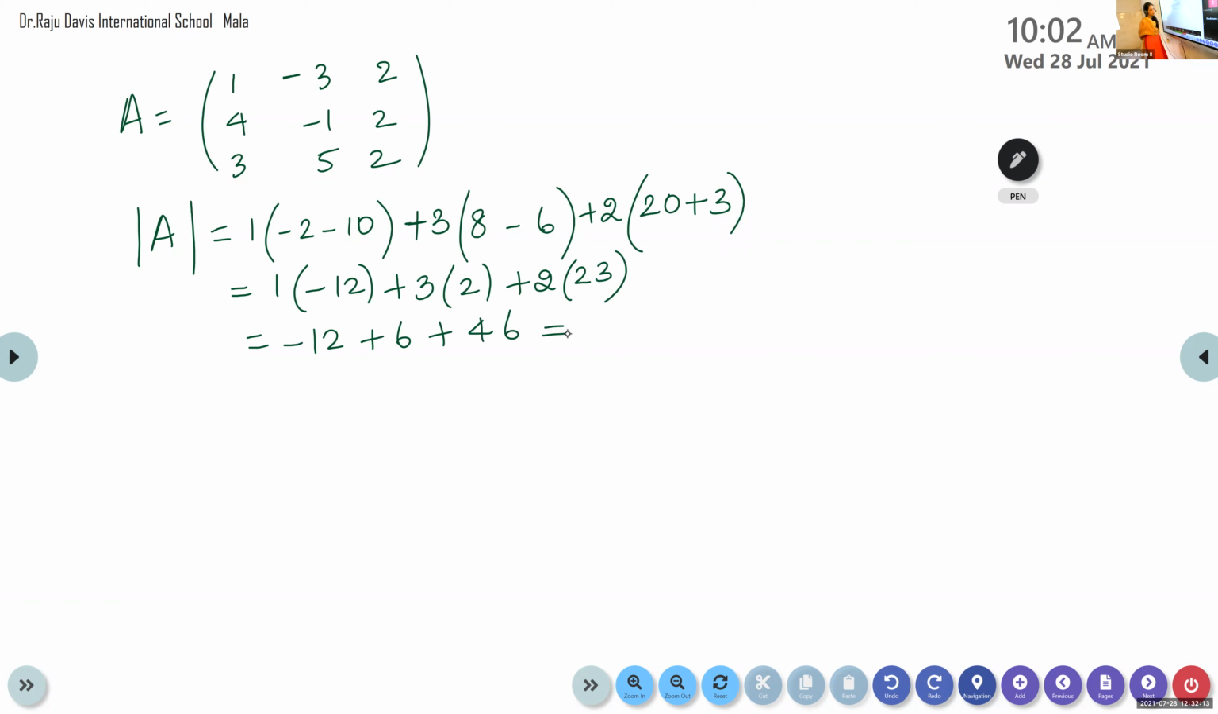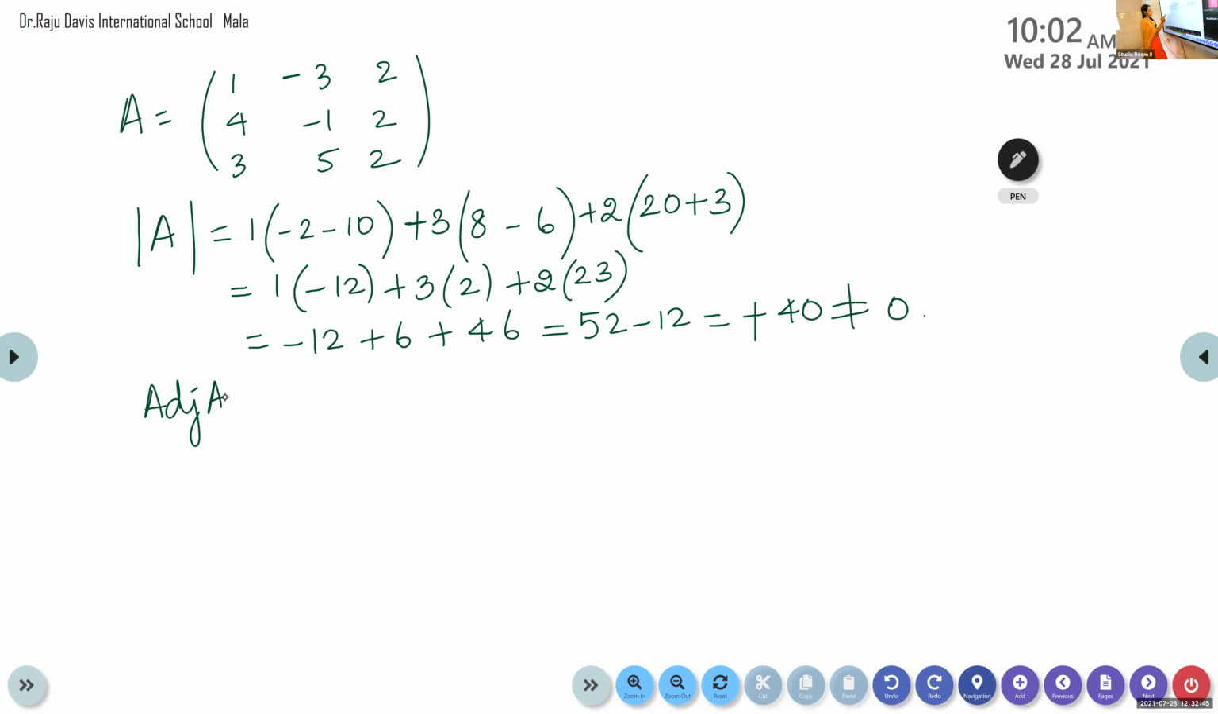So what is the answer? 40. Minus 12 plus 52, which is equivalent to 40, not equal to 0. Is it correct, children? Find out what is determinant A. So determinant A. Next step, you find adj.